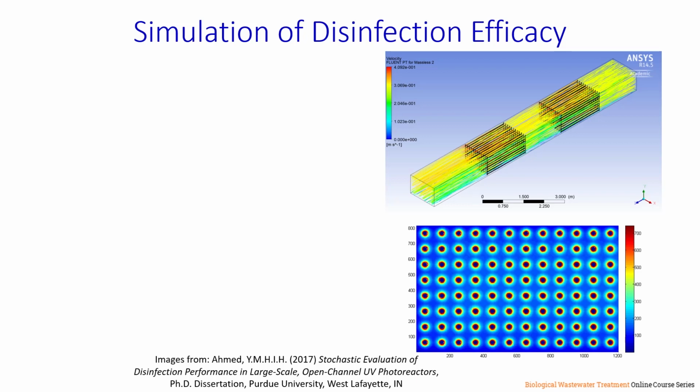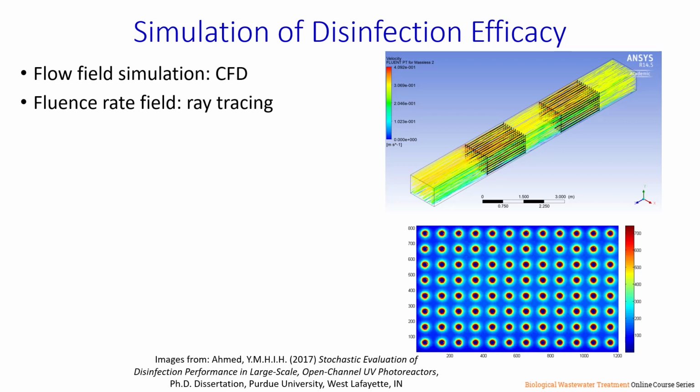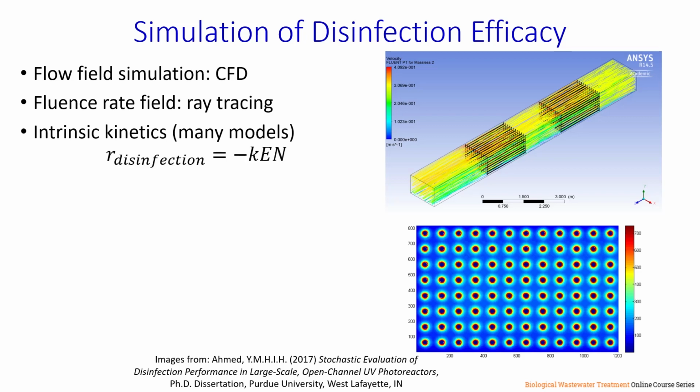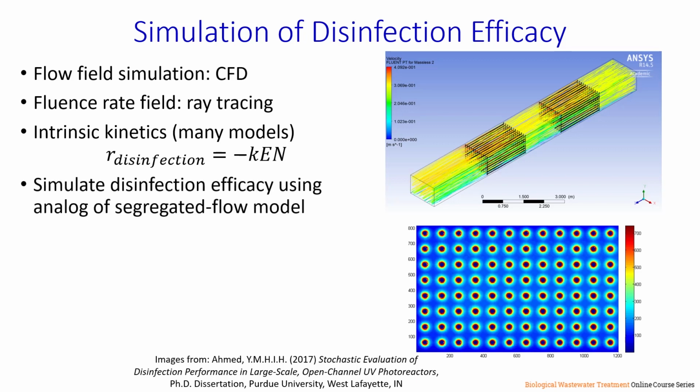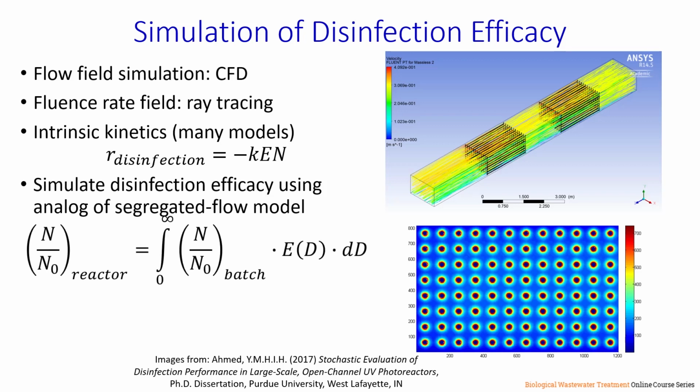In general, this is going to involve a flow field simulation by computational fluid dynamics, a ray tracing simulation of the fluence rate field, a model to describe the intrinsic kinetics of microbial inactivation, for example, the first order model or single event model. And then what we'll do is simulate disinfection efficacy by first calculating the dose distribution and then integrating that dose distribution using the segregated flow model.